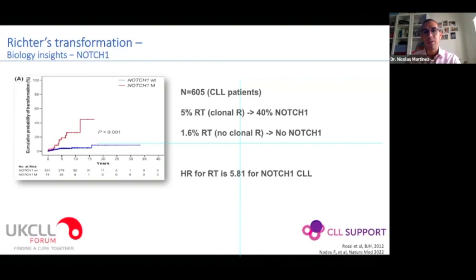And the risk of death for Notch-mutated Richter's is very high, like 5.8 in this subgroup, which is a lot bigger, and they specifically looked at this mutation. So it is a significant risk factor for poor prognosis in Richter's.